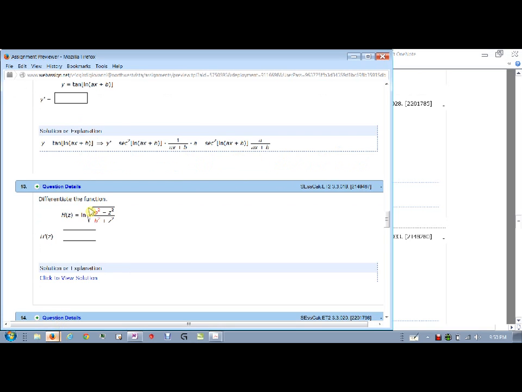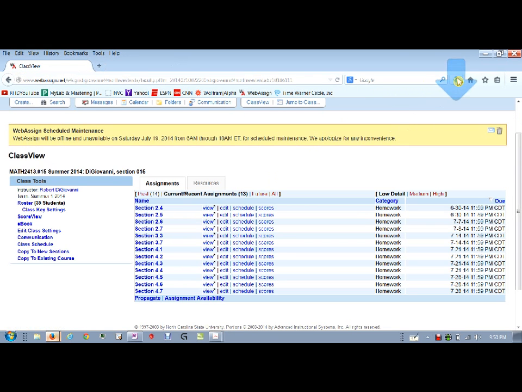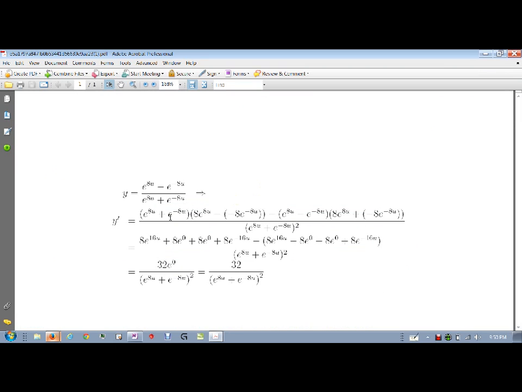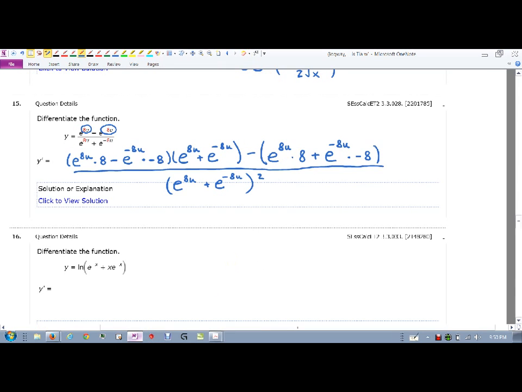So let me see, number 15. The algebra of cleaning this up probably gets pretty ugly. So there's the original derivative. Maybe I should go through this. There's a lot of things that happen here. Yeah, I'll go through it. So what we have here, right, that's 8e to the 8u. And then when I put this together, a negative and negative is plus, we have plus 8e to the negative 8u. That's going to be multiplied times e to the 8u plus e to the negative 8u. And then minus, let's see, I have 8 times that, so 8e to the 8u.